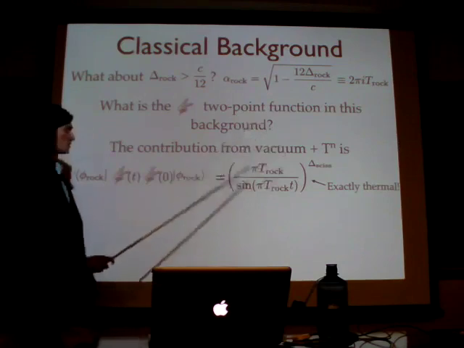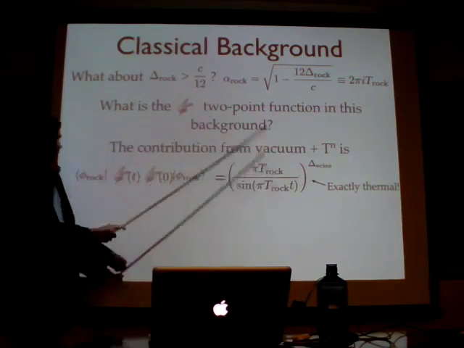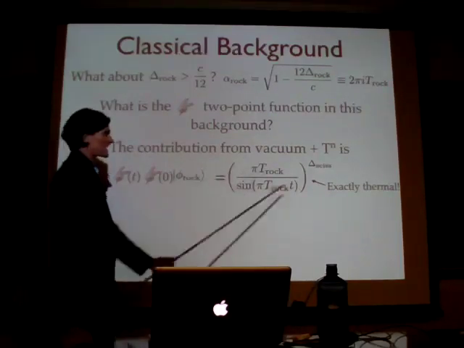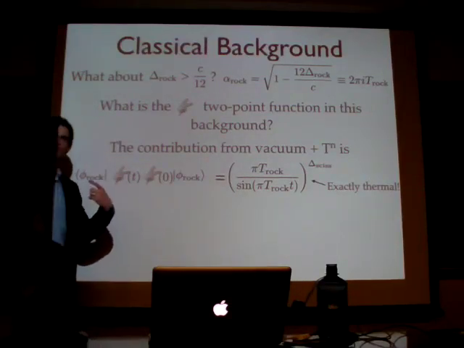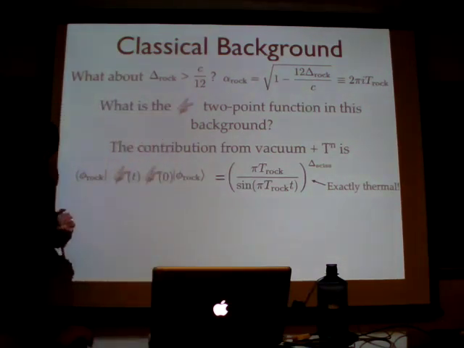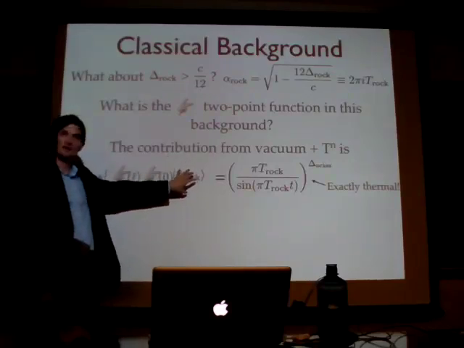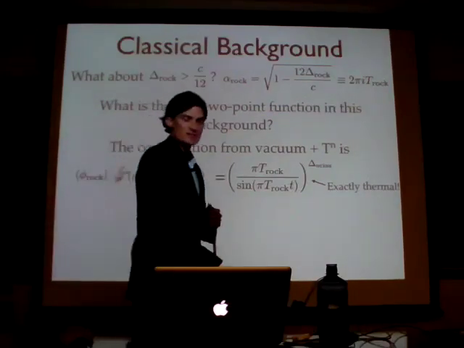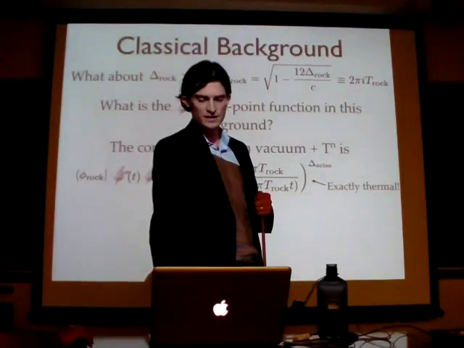And what you get is the following answer. It might not mean anything to you, but it is known from work in the 70s that this is exactly of the form of a thermal two-point function, a two-point function of primary operators in a thermal background. However, notice we're not talking about a thermal background. We're talking about a pure state created by the rock operator. So we see that a pure state produces something that looks to low-dimension operators like a thermal background.